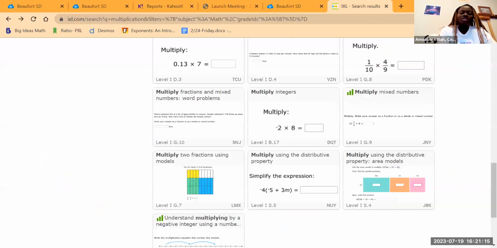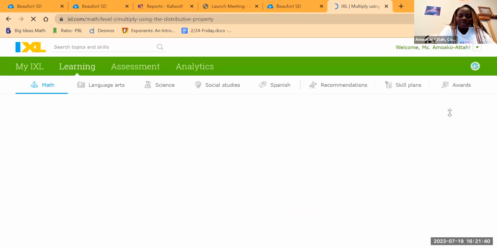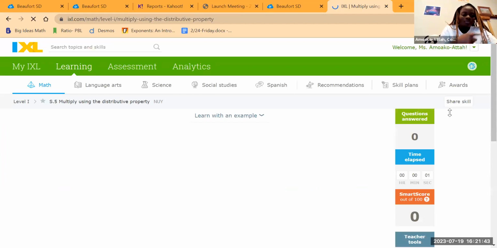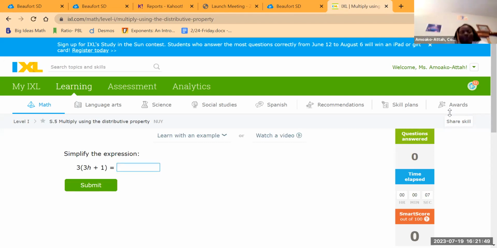We are going to use this software first. The first software we're going to use is the IXL. I always tell you that IXL is a math software, which helps kids to assess their skills in learning. All right, so let's see. So we have multiply using the distributive property. Okay. I know we've already treated distributive properties in our previous lesson, right?